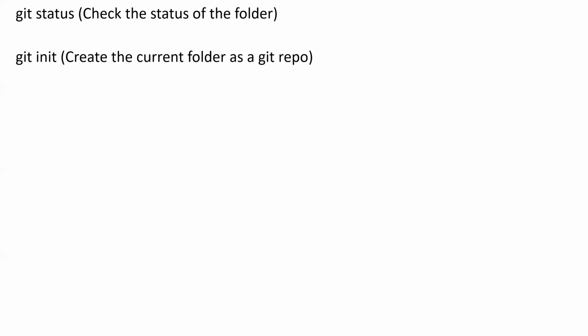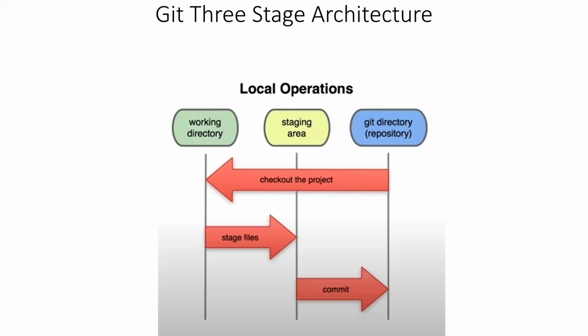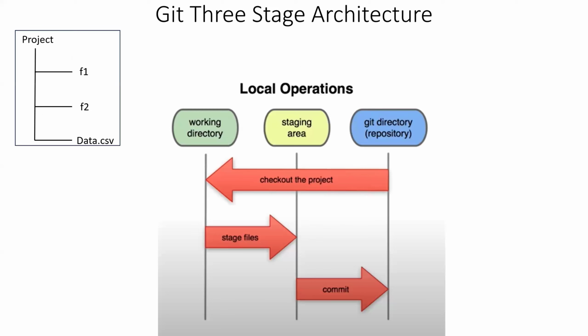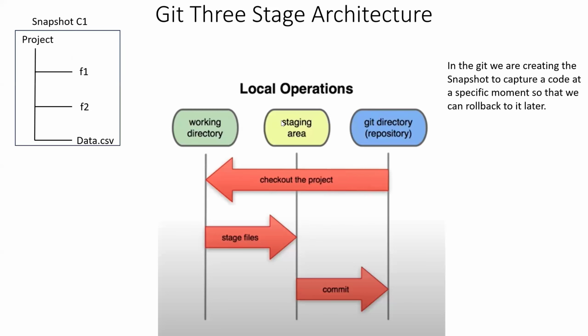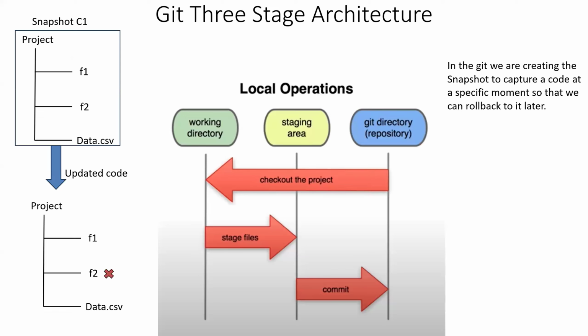Okay guys, so let's start the session. Let me share my screen. Yesterday we checked a lot about Git architecture. There we discussed what a working directory is, what a staging area is, and what a Git directory is. We also discussed what a snapshot is and how we can update things from the working directory to the staging area, and then finally commit it.